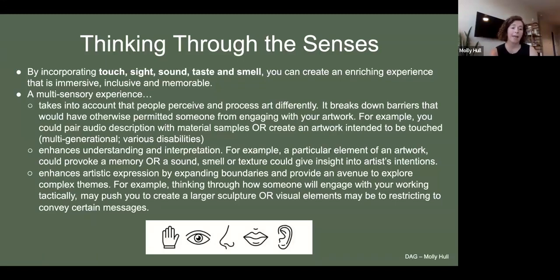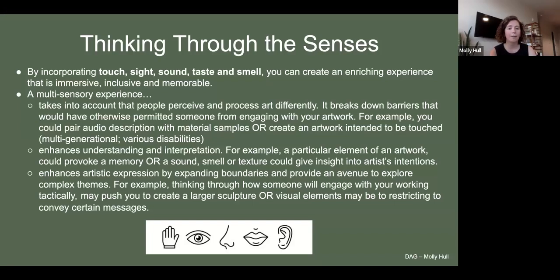A multi-sensory experience finally can enhance artistic expression by expanding boundaries and providing an avenue to explore complex themes. So for example, thinking through how someone will engage with your work tactilely may push you to create a larger sculpture. Normally, small sculptures are hard for people to touch and understand what they're touching, especially if there are details. So going on a larger scale may be a challenge for you, but it's one that you welcome.